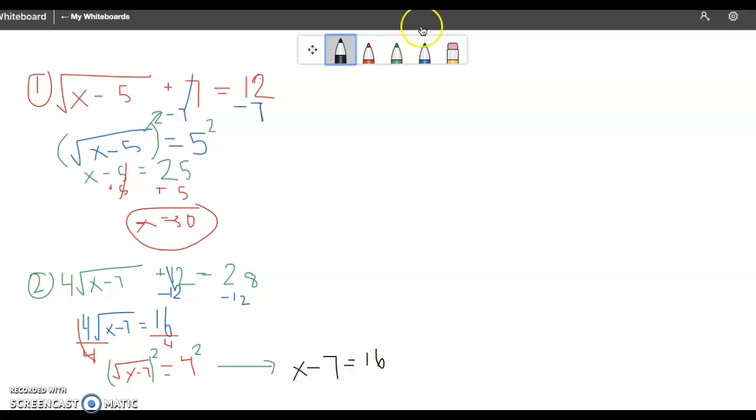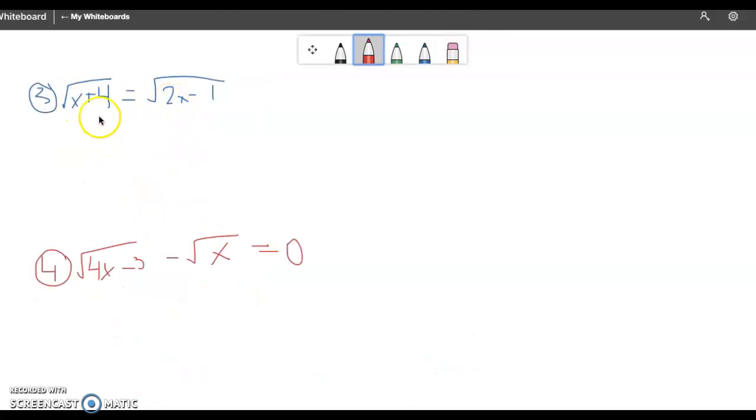And now the last step is to undo the subtraction. So we're going to add 7. And our final answer is going to be x is equal to 23. So don't be hesitant to square a radical even though there's an expression underneath it. The last two questions that we're going to practice is what happens if there's a radical on both sides of the equation, or two radicals in the same side. All of them, when there is more than one radical, you want one on either side of the equal sign.